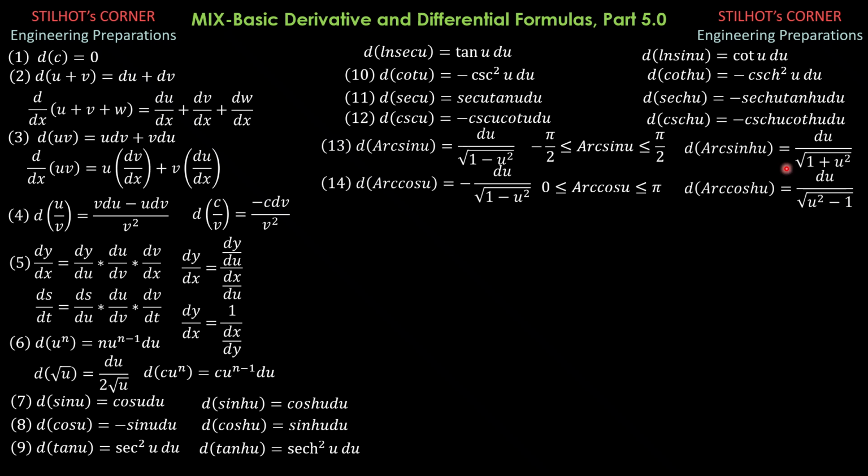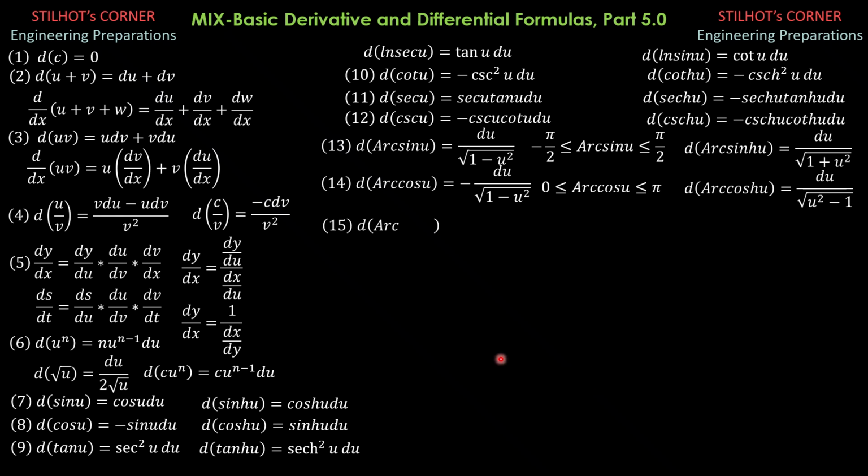If you want the derivation of this, you begin with y equals arc sine hyperbolic of u. So sine hyperbolic of y is equal to u. Then use the identity for hyperbolic functions, then you can derive with this.